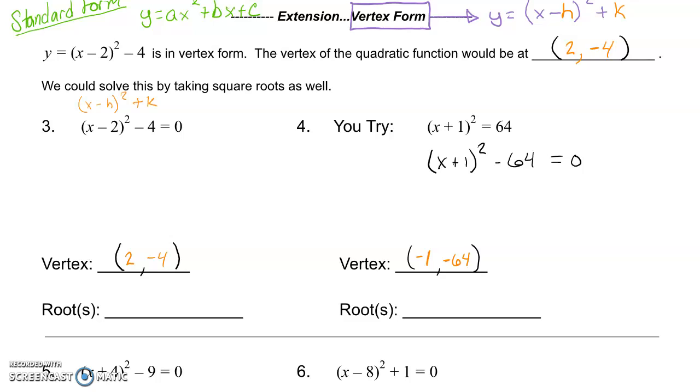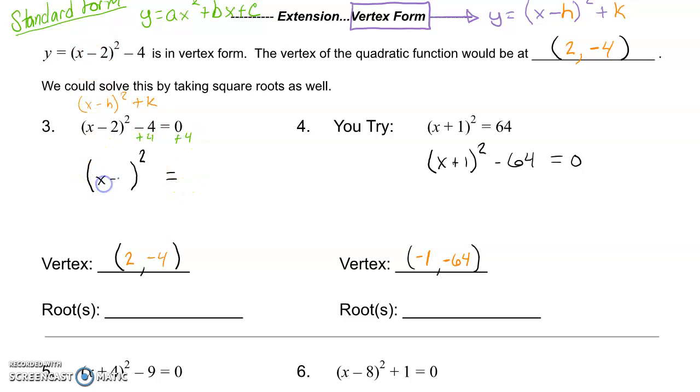Alright, that said, to solve by taking square roots here, it's a different story. I don't want it equal to 0. In the previous problems, we wanted to get x squared by itself, then square root both sides. But now I don't want to get x squared by itself. I don't want to have to multiply all of this out. What I want is my entire quantity squared by itself. So in a problem like this, that would require me adding 4 to both sides.